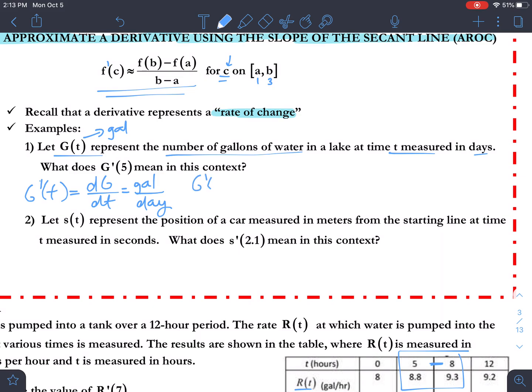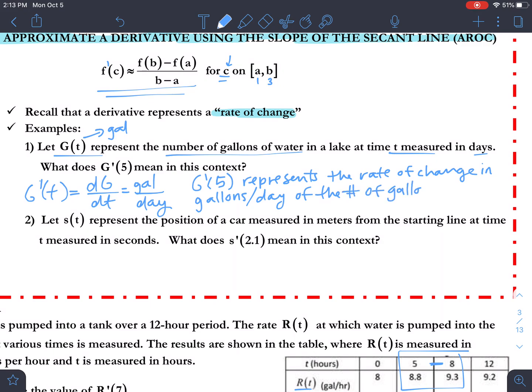So g prime of 5 represents the rate of change in gallons per day of the number of gallons in the lake, not just at any time, but specifically at t equals 5 days.